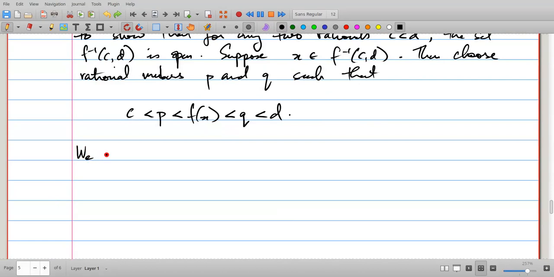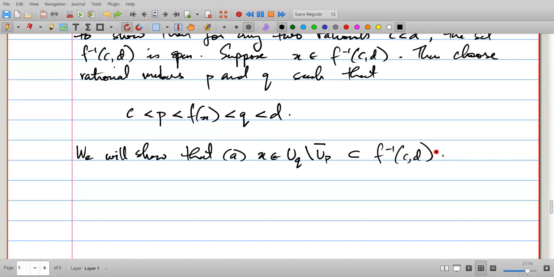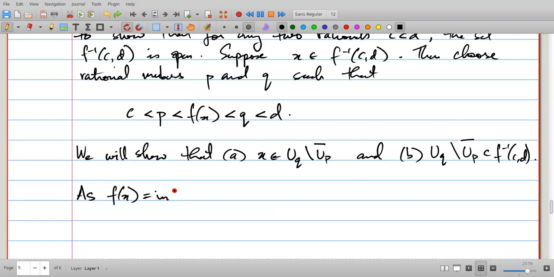So we will show that (a) x belongs to UQ minus UP closure, and (b) this is contained in f inverse of (C, D). So let me write this as A and B. So as f of x, this is infimum of S sub x, this is strictly less than Q.